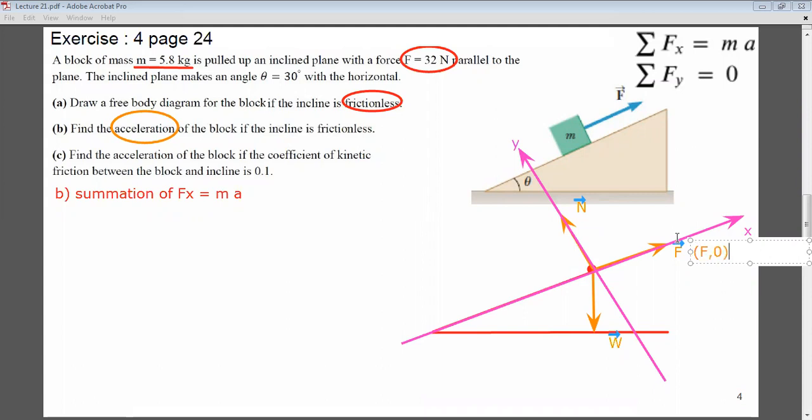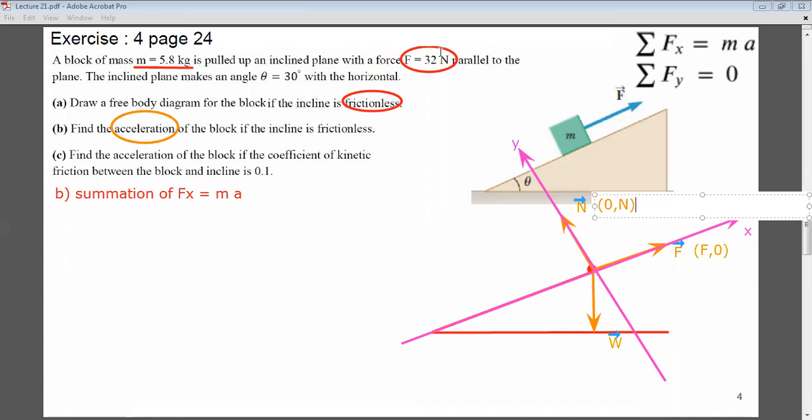Because it has no y component, it's all on the x-axis. Vector N also has two components. The x component is 0 because it is all on the y-axis, and then the y component of N. However, if I come to W, it is not on the x-axis, not on the y-axis.